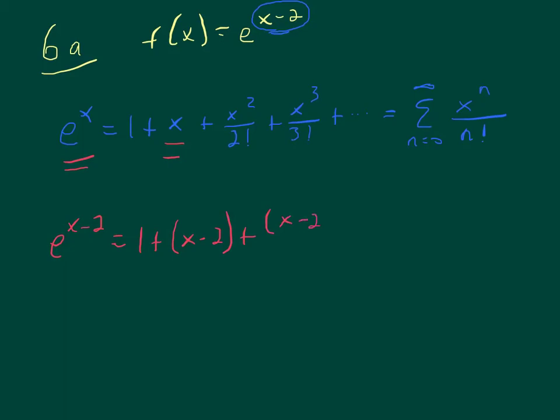plus (x minus 2) squared all over 2 factorial plus (x minus 2) cubed over 3 factorial. And that goes on forever and ever and ever.